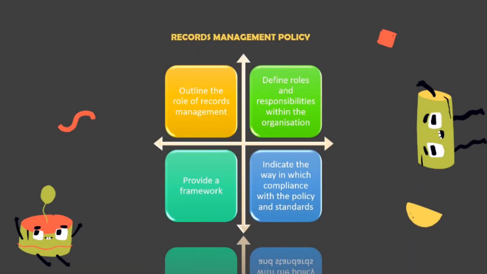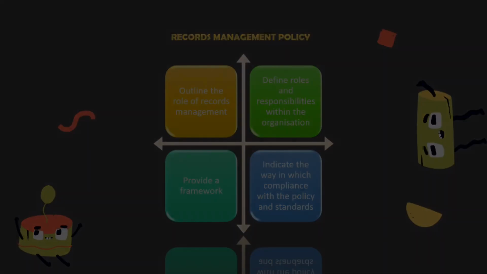The Records Management Policy. First, outline the role of records management. Second, define roles and responsibilities within the organization. Third, provide a framework. And lastly, indicate the way in which compliance with the policy and standards will be monitored.